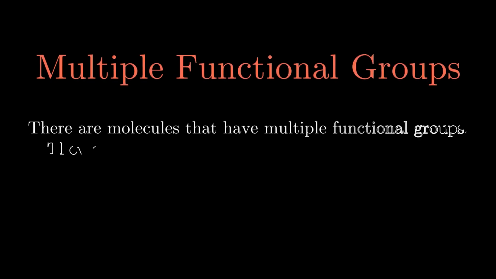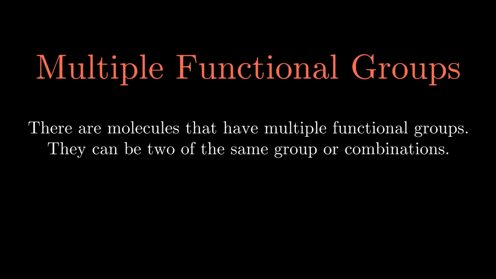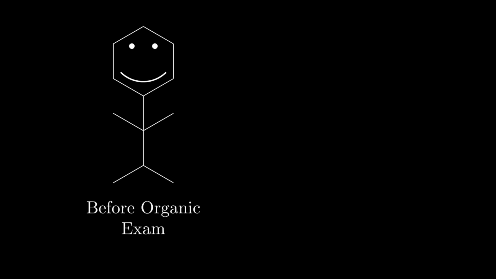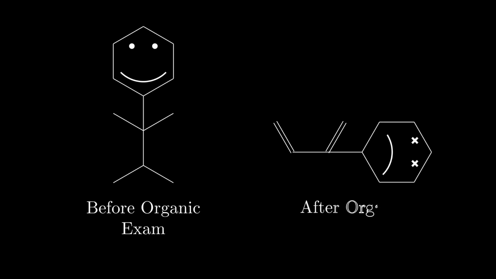There are plenty of organic molecules that have multiple functional groups. They're either 2 or more of the same group or combinations of them. Here on the left is a molecule without functional groups known as before an organic exam. On the right, we have multiple functional groups on a molecule called after an organic exam. If you do not get it, I am dying to tell you, but that will have to be a story for another time.